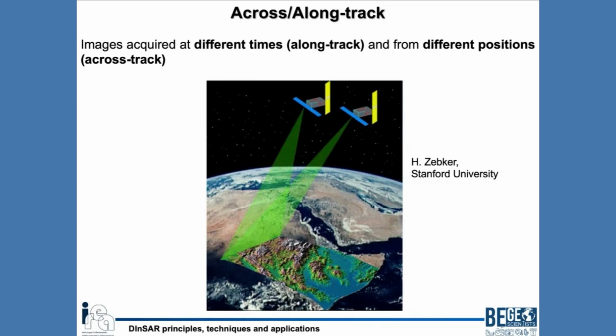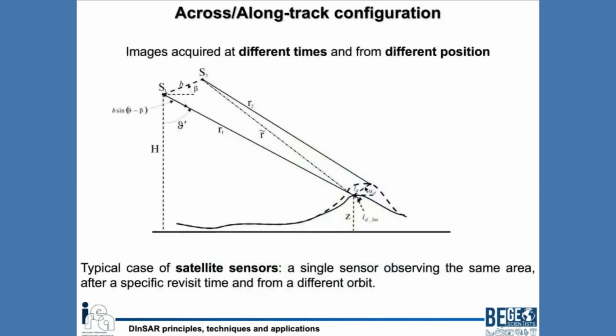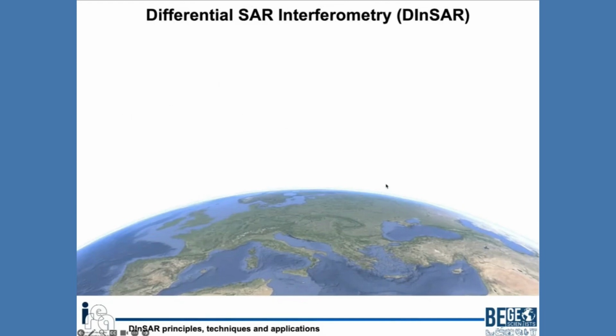We acquire an image now, and then acquire a new image after 3, 6, 12, 24 days, depending on the constellation that we use. So we have the so-called across-along track configuration. In this configuration, we have information about the topography, and we also have information about the displacement on the ground. So this is essentially the configuration: the height of the topography, as you can see, Z here, and also the displacement on the ground. Okay, how does it work?